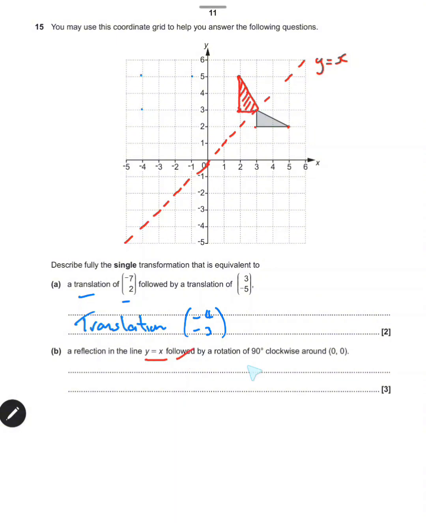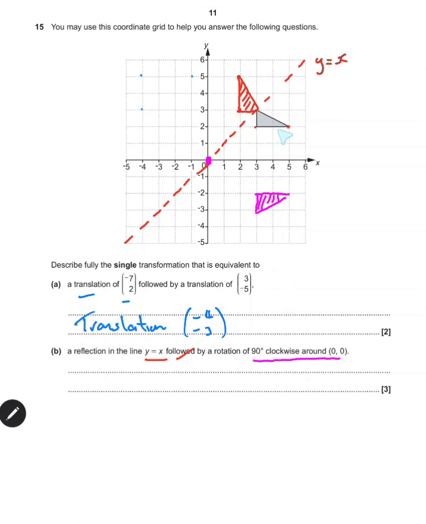So that's that done. And then it says rotate 90 degrees clockwise about 0, 0. So 90 degrees clockwise around 0, 0. So I need to spin this a quarter of a turn. And if I do that, I believe it's going to land there. You would do that with tracing paper. You'd trace your shape, you'd place your pencil on 0, 0, and you'd spin a full quarter turn. And I'm pretty sure that's where it lands.